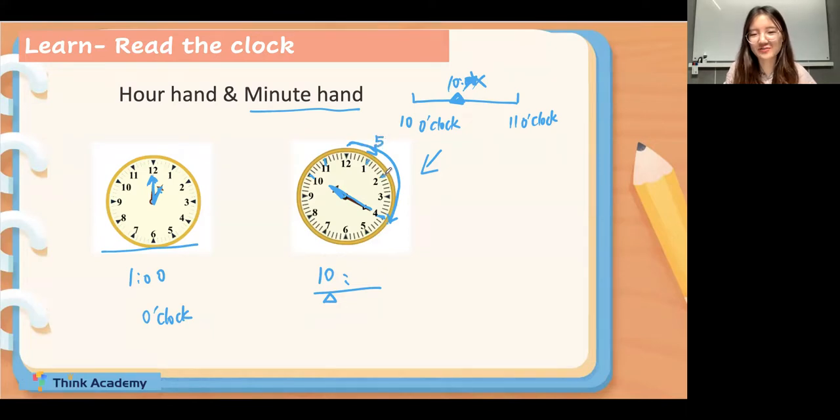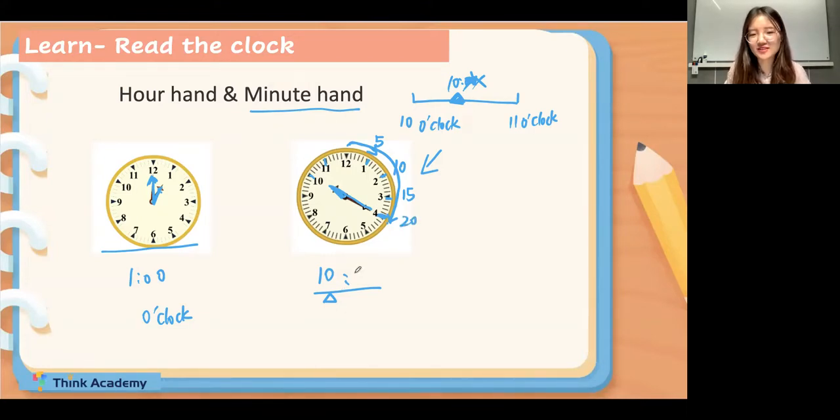And for 2, it represents 10 minutes. For 3, it means 15 minutes. So for 4, it will be how many minutes, everyone? Can you type in the chat box? How many minutes? 20 minutes. Very well done. 20 minutes.